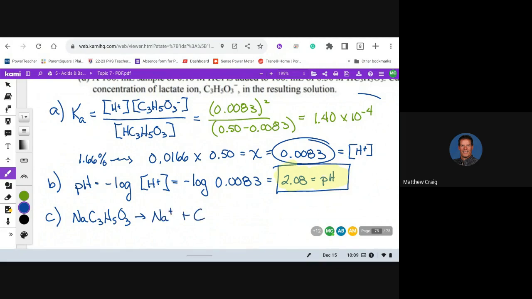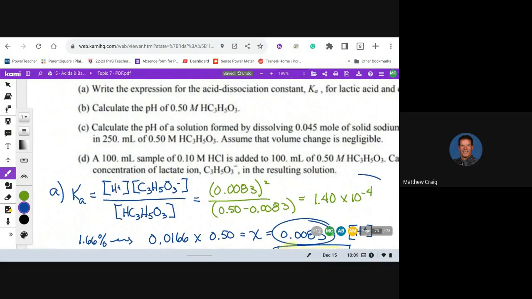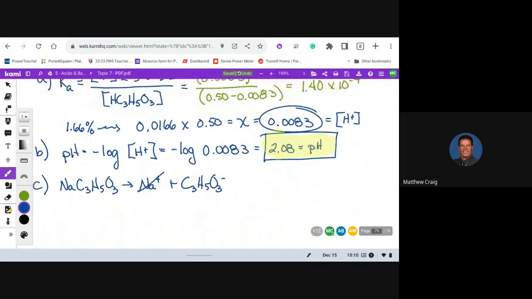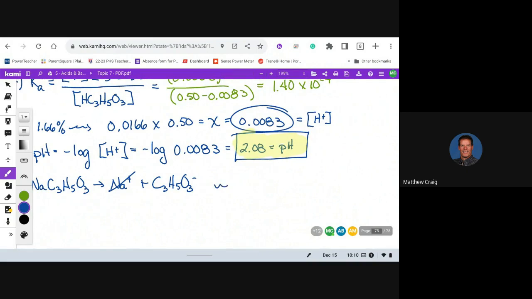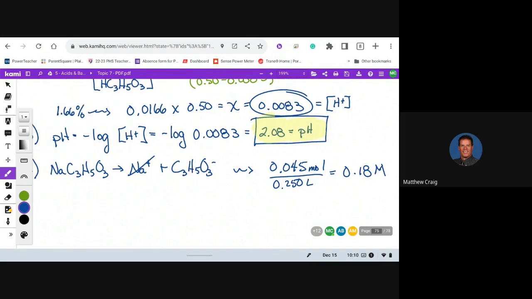So the sodium will do nothing, but the lactate will behave. So we have 0.045 moles in 250 milliliters. So 0.045 divided by 0.25. So 0.18 molar is our sodium lactate.